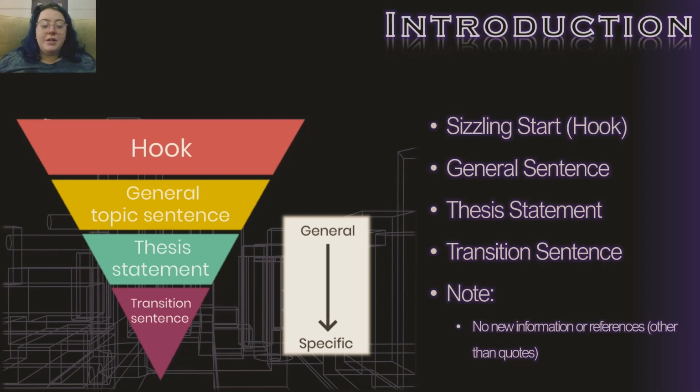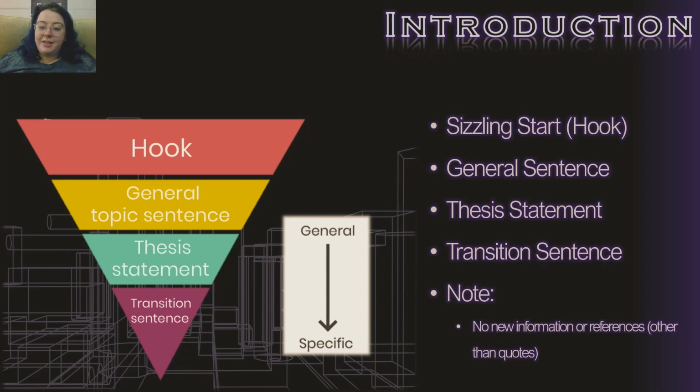All right, and then we're going to go down to a general sentence. So a general sentence can just be anything about your specific topic. Yeah, basically that's all that is. A thesis statement. So this is going to be your opinion on that topic. So what you think. And then we're going to do your transition statement, which is where you list your 3 reasons as to why you think that. And then you kind of transition it into the first one.